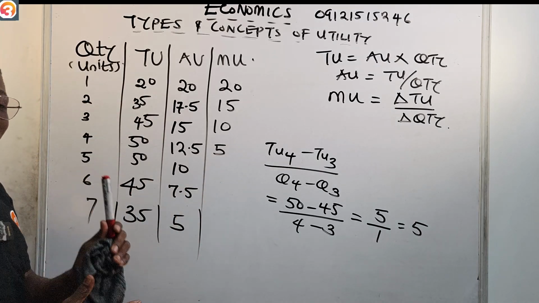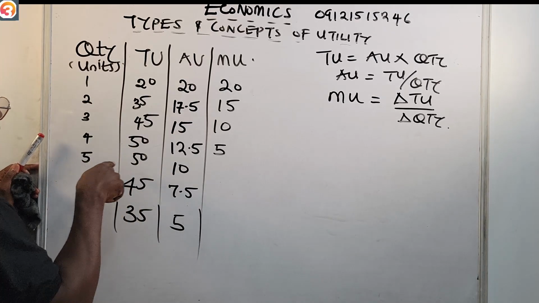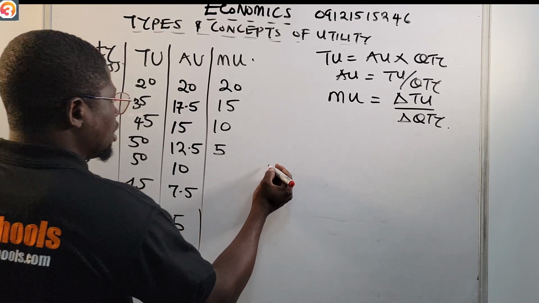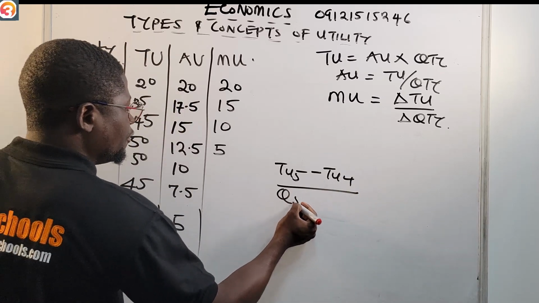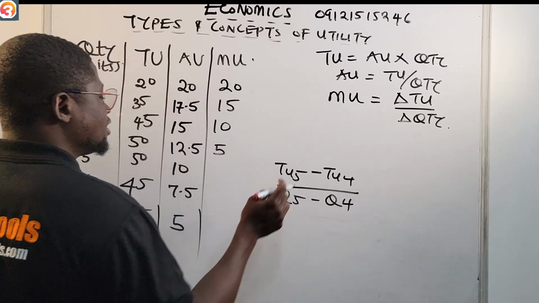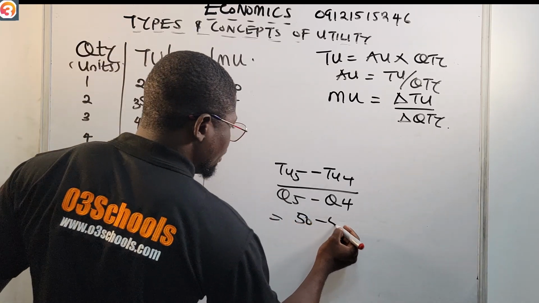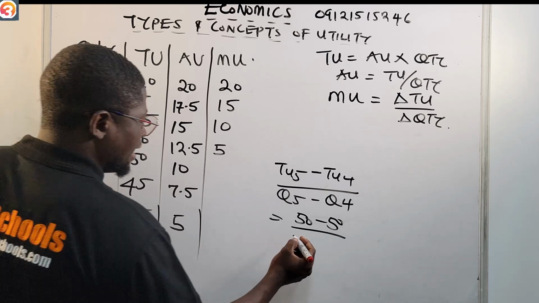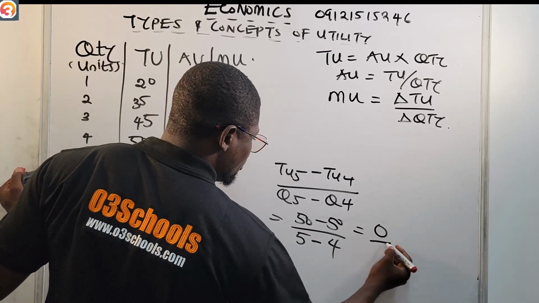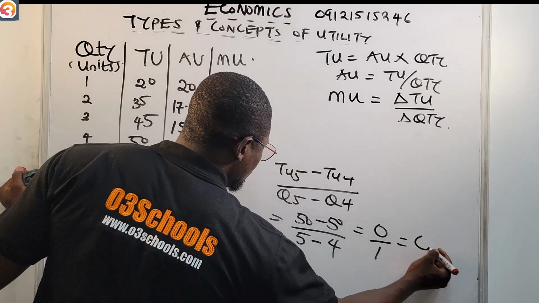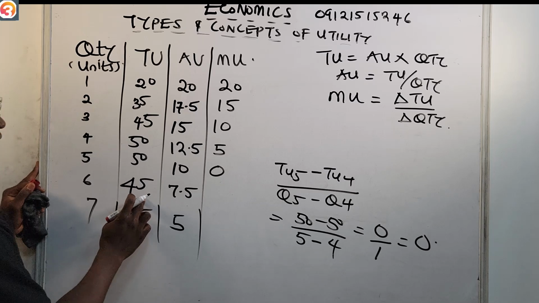I hope you're understanding how we are calculating it. So let's go to the fifth one, which is between this and this. So I'm going to have TU5 minus TU4 over Q5 minus Q4. TU5 is 50, TU4 is 50, Q5 is 5, Q4 is 4. 50 minus 50 is 0. 5 minus 4 is 1. 0 over 1 is 0. So here is 0.